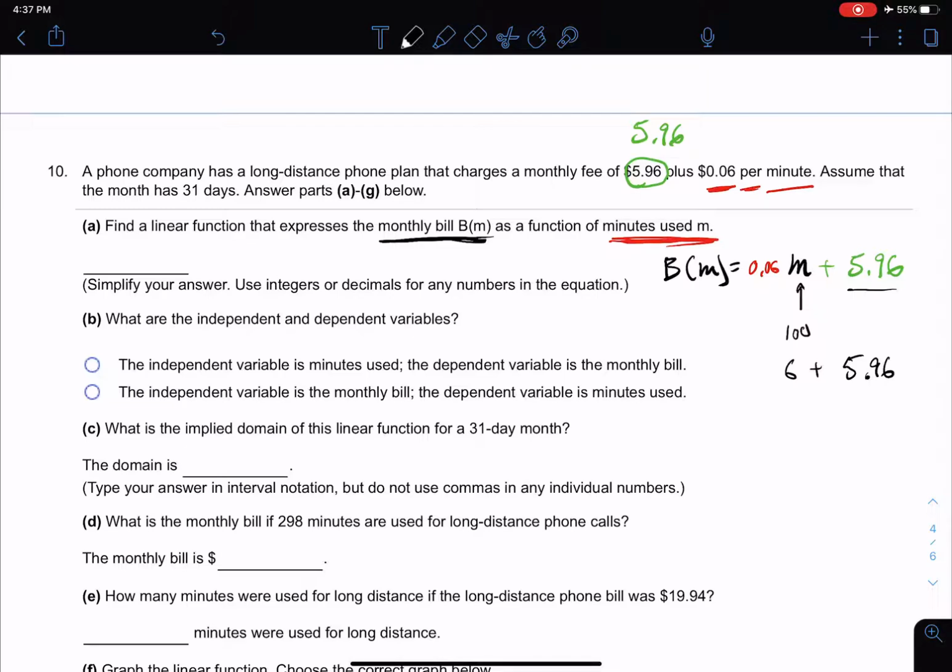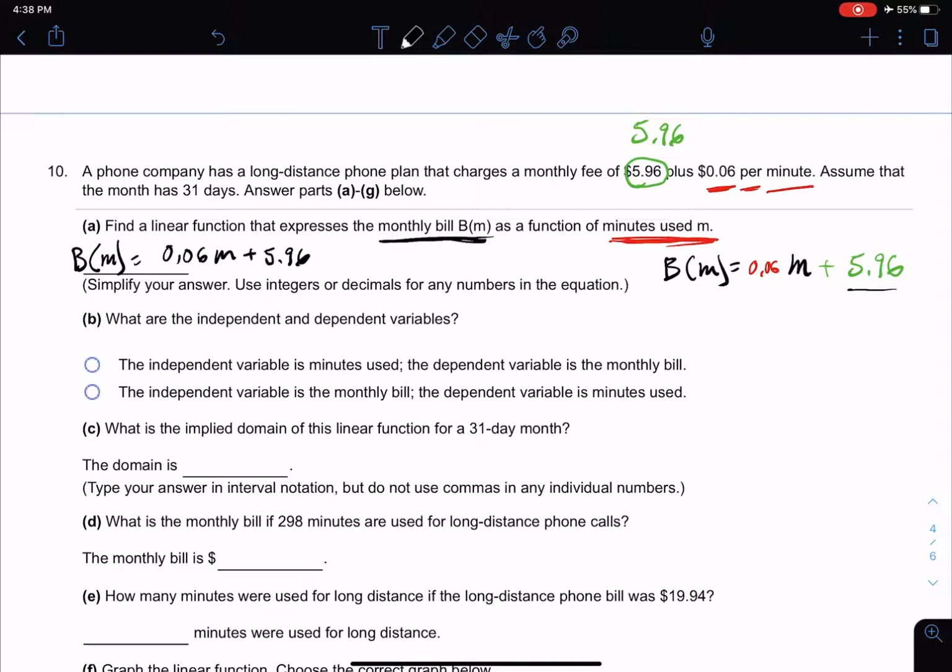So now her monthly bill would be $11.96. So I just wanted to show you how this formula works by doing a couple of problems, and that was not required in the questioning. But what was required is they want us to find the formula. So the linear function is the cost or the price of the monthly bill. So B of M equals 0.06 times M, the minutes used, plus that flat fee of $5.96.